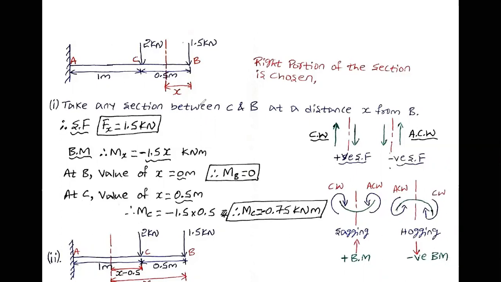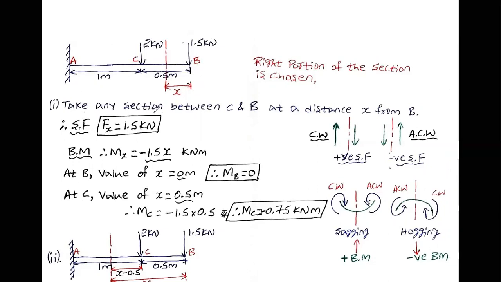I will tell you how to use this. As I told you, this is the same problem which I have taken. In this, two methods are there. Either you can use the right portion of the section or the left portion of the section. In this case, the right portion of the section is chosen. I need to find the shear force and bending moment in section CB. For that reason, I'm going to take any section between C and B at a distance X from point B.